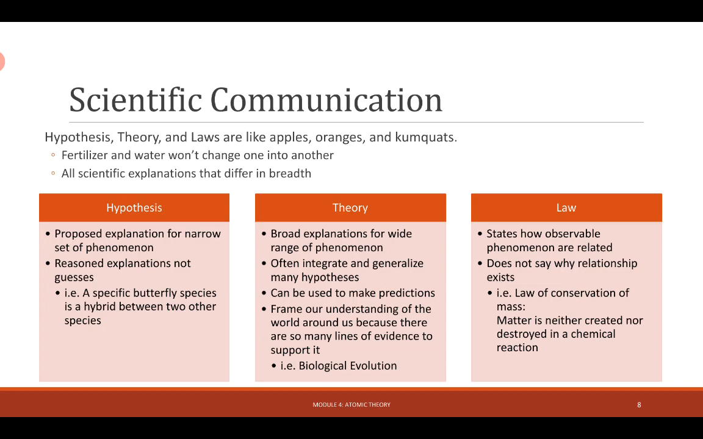A theory is pretty much as close as we're going to get to a scientific truth or fact. It's very broad, and helps try to explain a very wide set of phenomena. It tries to integrate lots of different laws, lots of different hypotheses, and more importantly, a theory is a model that can help make predictions of things that have not been observed yet. And so theories help frame our understanding of the world because there are so many lines of evidence that support them.